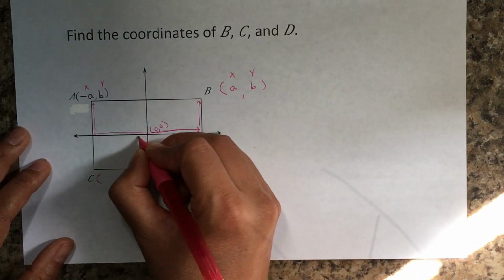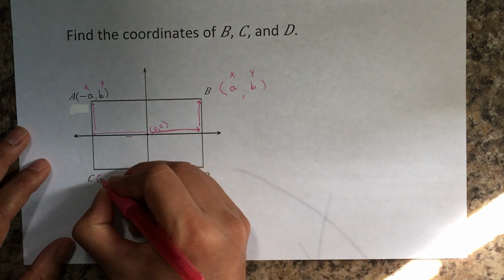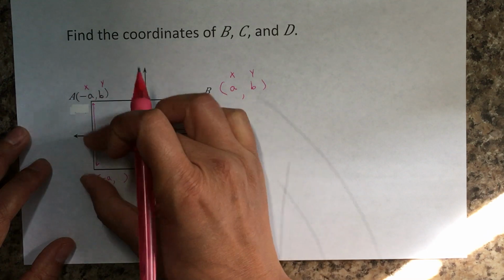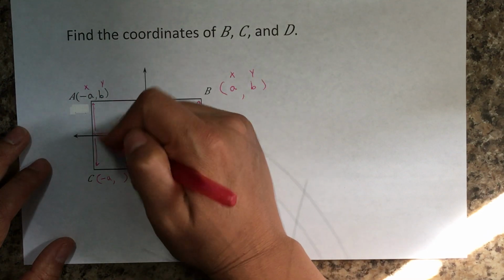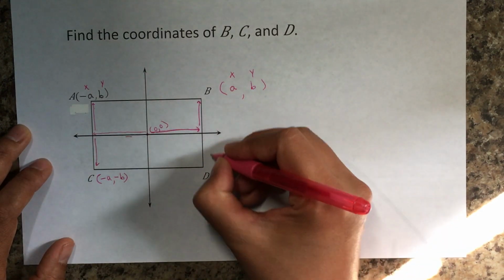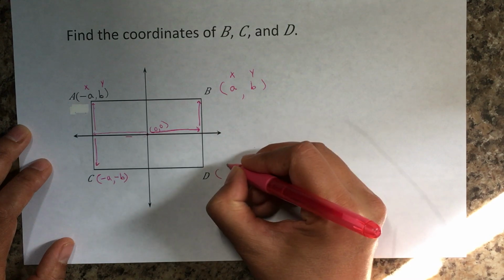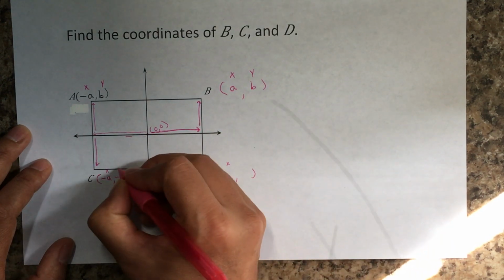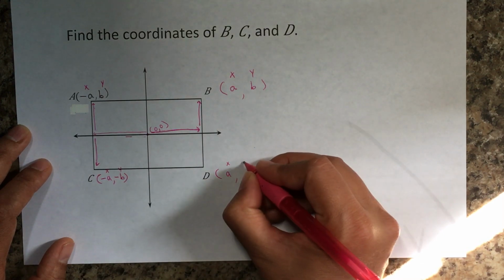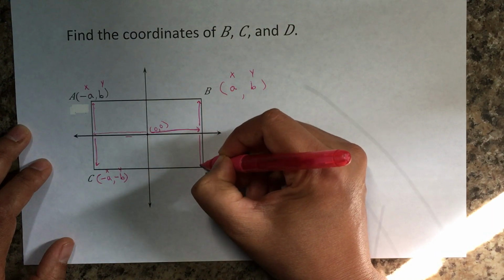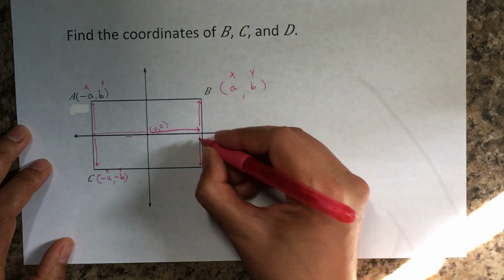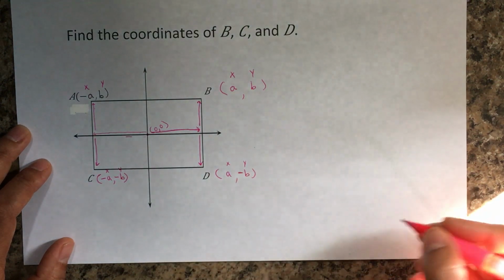For this one, it is left, so it's negative A, right? It's the same distance. And then down, but the same distance. So it's B. However, it's going to be negative because it's going down. And for D, X is going to the front, the same distance as this one, so it's A. And my Y, you go down, but the same distance, so it's going to be B, but going down is negative.